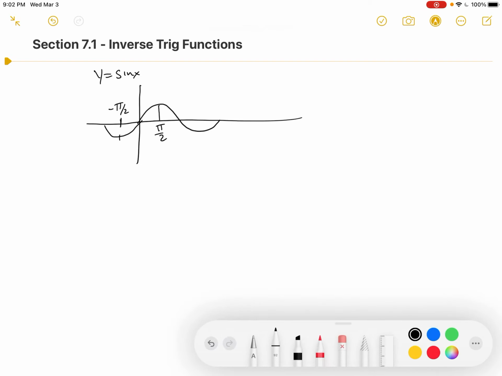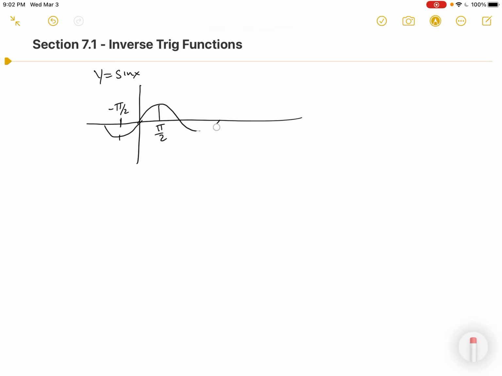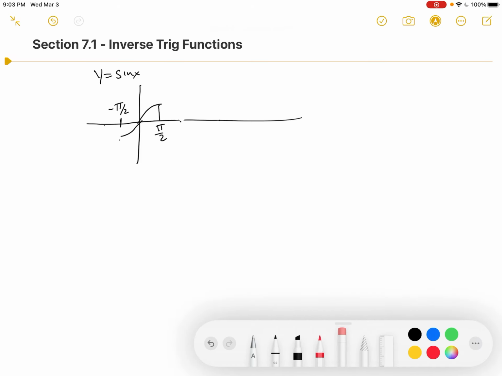So essentially, let me get a pixel eraser here. So this is gone, right? And we're only looking at the sine function from minus pi over 2 to pi over 2. And why? You can visually see because it spans the whole range from negative 1 to 1. You know what an inverse function does. It's got to take negative 1 to 1 and map it back into the angles.